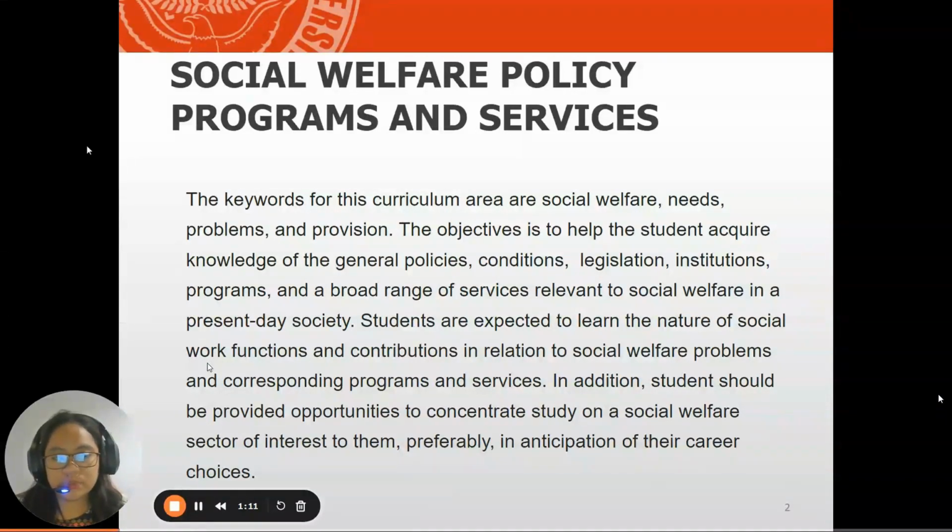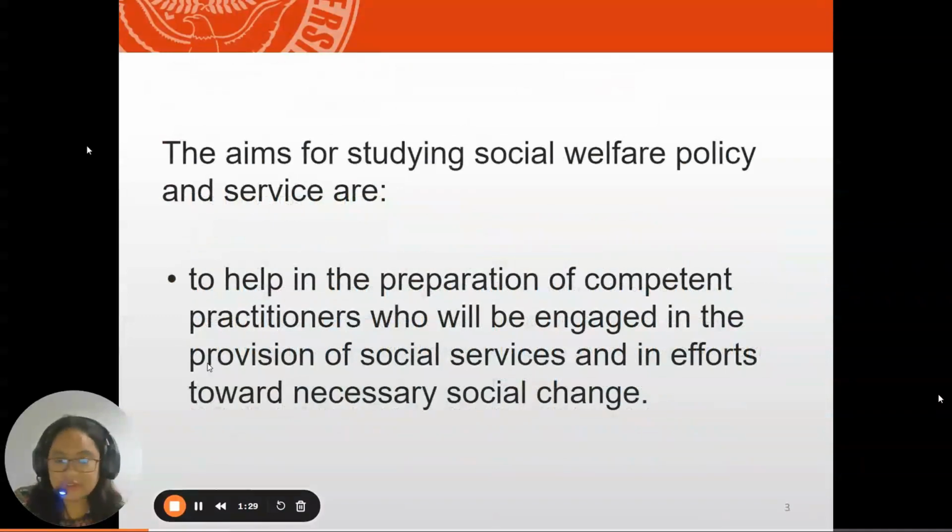Furthermore, students should be given opportunities to focus their studies on the social welfare sector that interests them, preferably in anticipation of their future career choices. So, the aims for studying social welfare policy and service are to assist in the preparation of competent practitioners who will be involved in the delivery of social service and efforts to effect necessary social change.